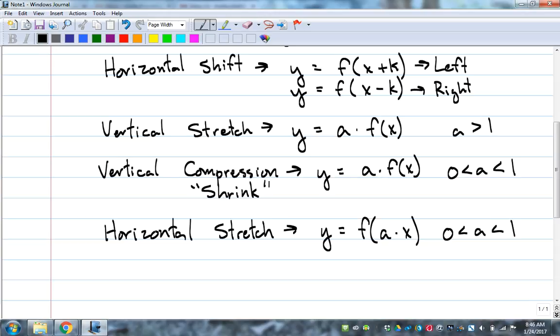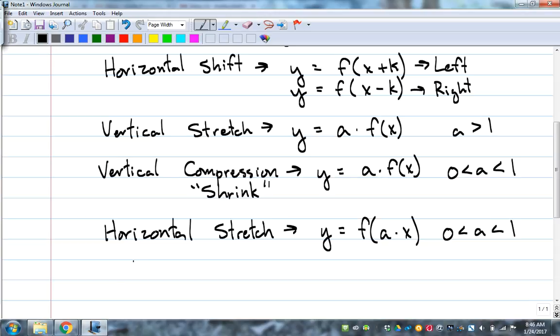So if you half all of the x values, but the y values don't change, it's going to stretch that graph, it's going to stretch it horizontally. It's going to make it go wider. Okay, as you go from there.